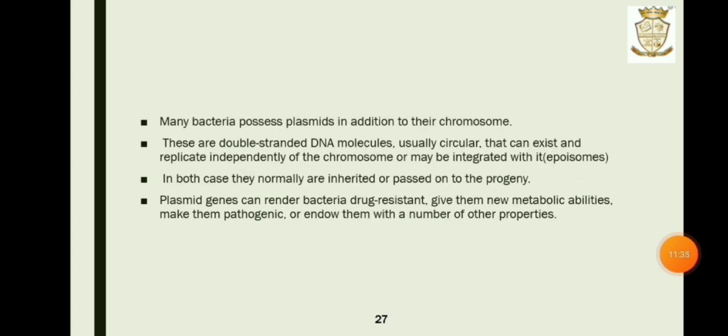Many bacteria possess plasmids in addition to their chromosome. These are double-stranded DNA molecules, usually circular, that can exist and replicate independently of the chromosome or may be integrated with it. In both cases, they are normally inherited or passed to the progeny. Plasmid genes can render bacteria drug resistant, give them new metabolic abilities, make them pathogenic, or endow them with a number of other properties.